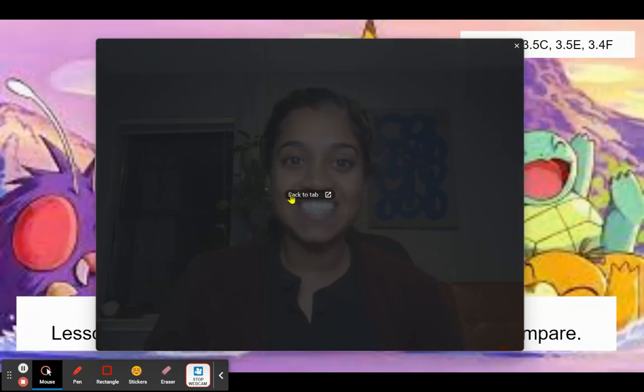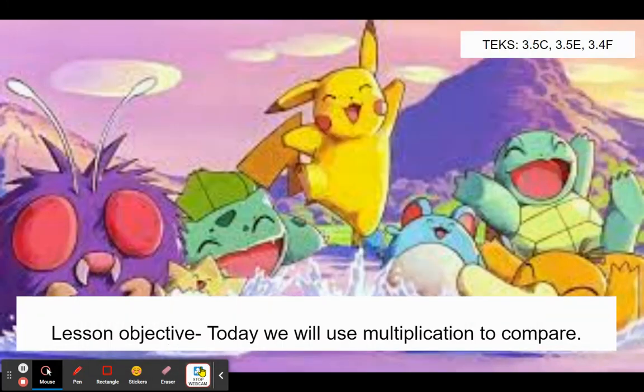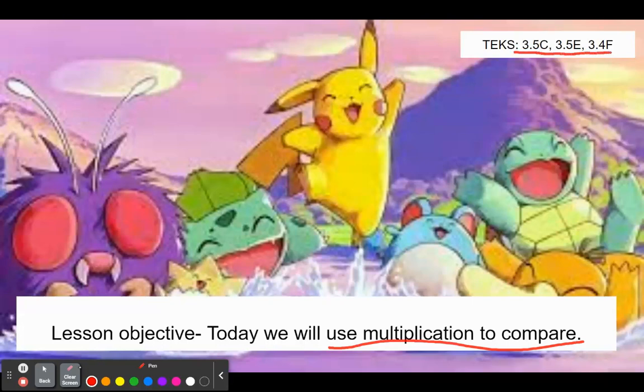Let's go ahead and take a look at today's lesson objective. So, today we will use multiplication to compare. The TEKS we're going to work on today is 3.5C, 3.5E, and 3.4F.